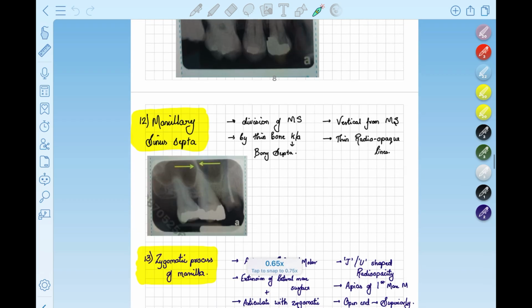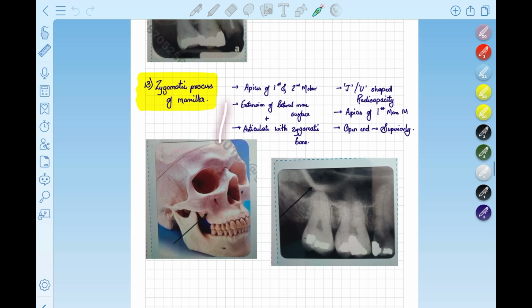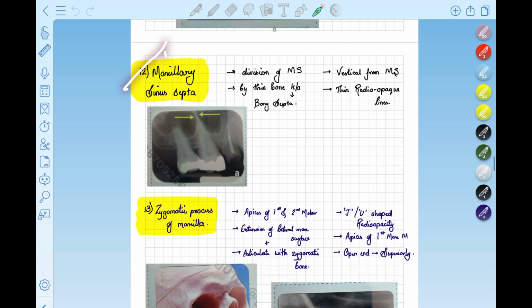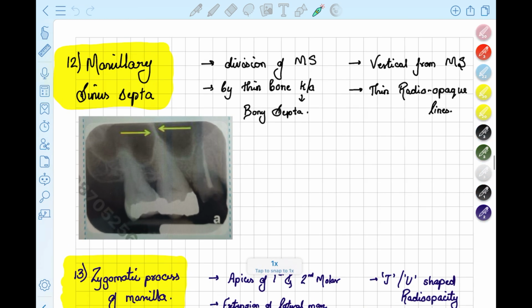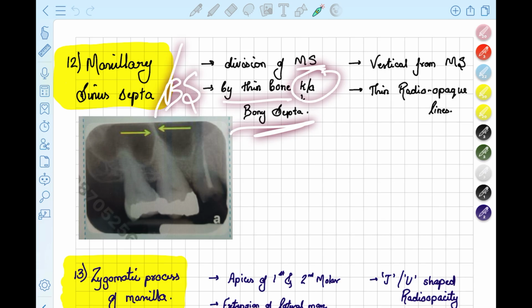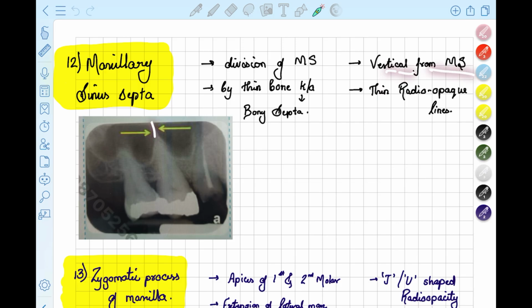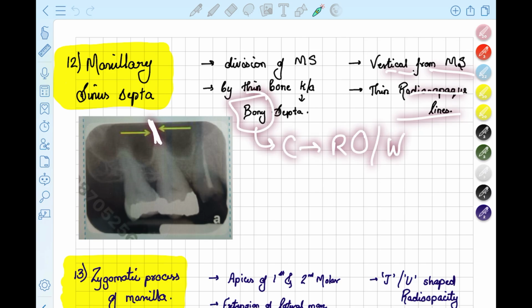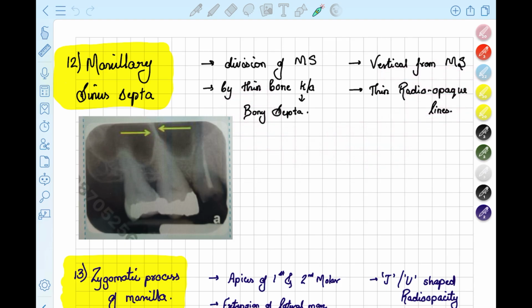The next structure we have to see is the maxillary sinus septa. Maxillary sinus septa is the division of the maxillary sinus by a thin bone, known as bony septa, which divides the maxillary sinus vertically. How does it appear? As a vertical, thin radiopaque line. As it is a bony structure, it will be calcified, so it will appear radiopaque or white in color.